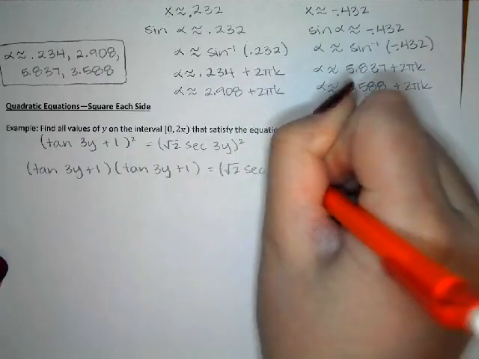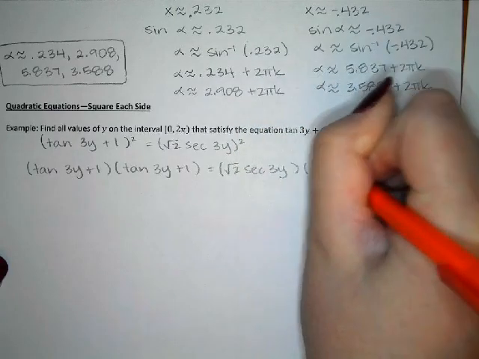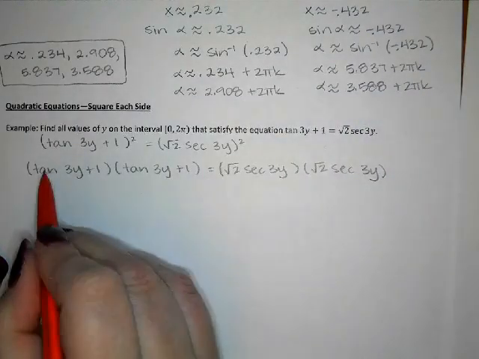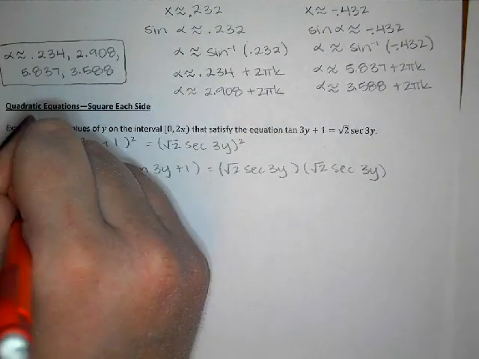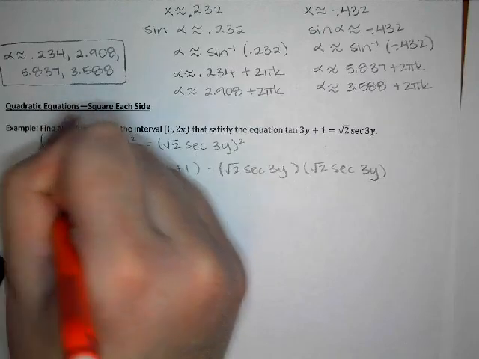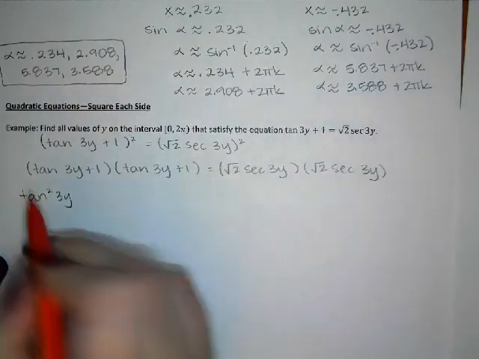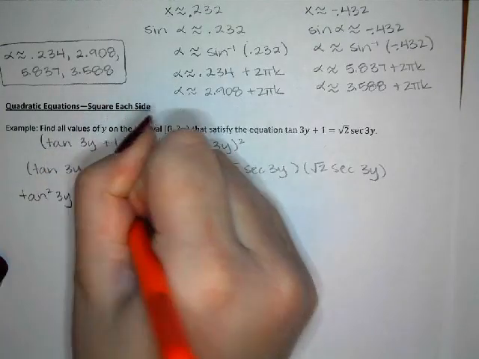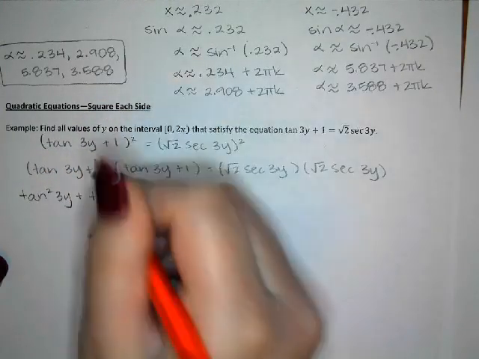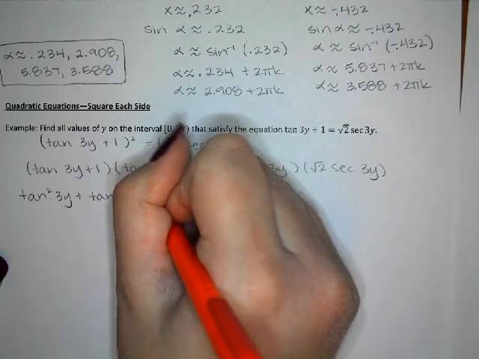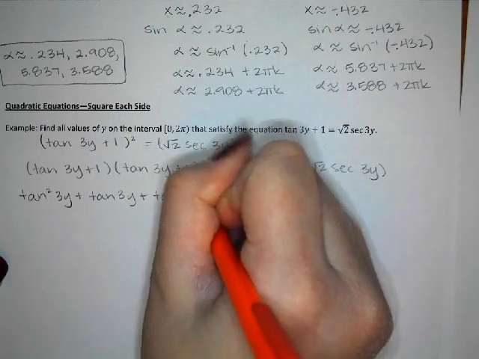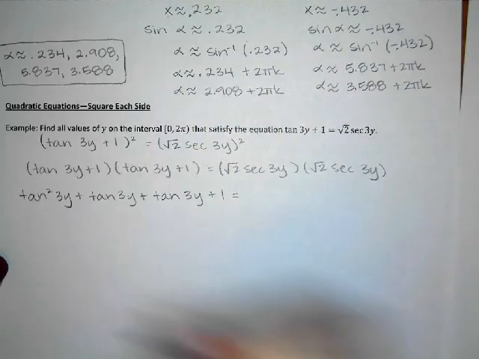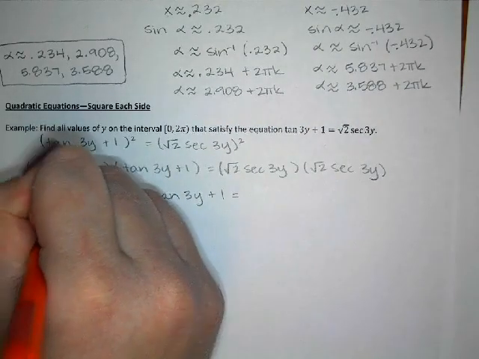Okay, so tan times tan is tan squared of the angle. Tan times 1 is tan. 1 times tan is tan. 1 times 1 is 1. So this is tan squared. 1 tan plus another tan gives you 2 of them.